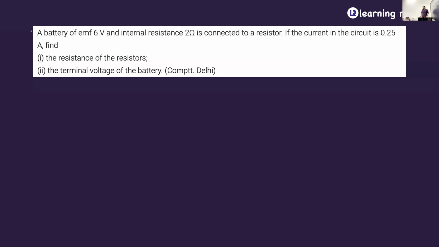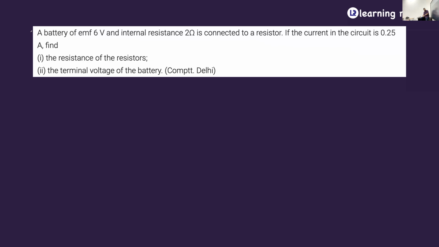I is equal to E divided by R plus r. I is equal to 0.25, which is 1 by 4. So 1 by 4 is equal to 6 divided by 2 plus R. Correct, 22. Sorry, 22. Correct. So it is 22 ohm.